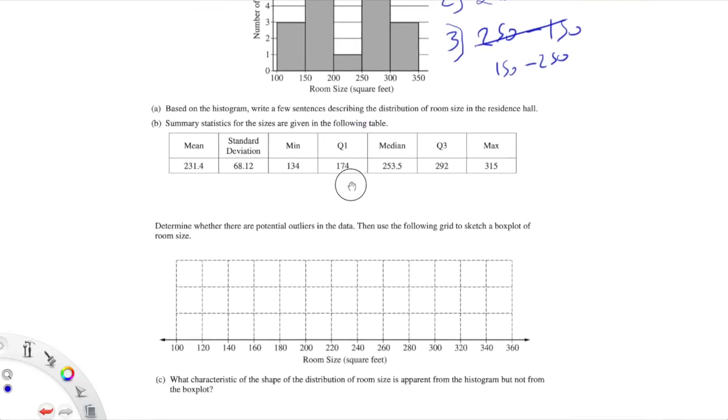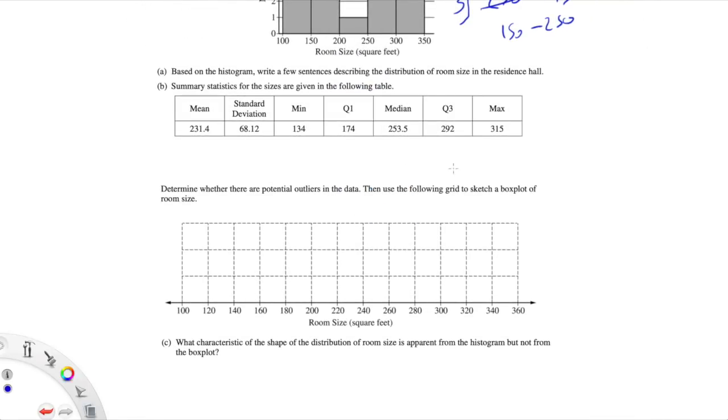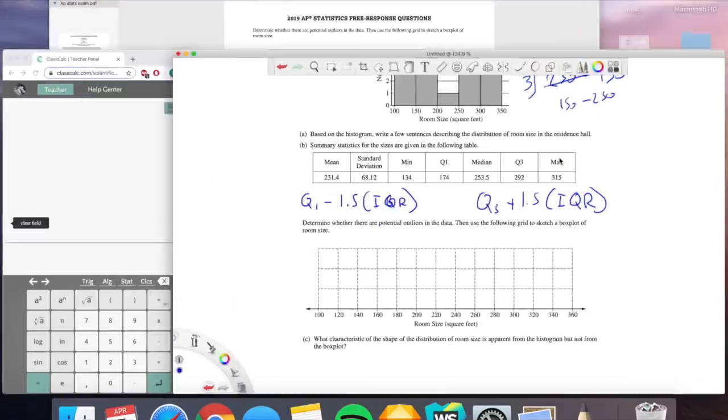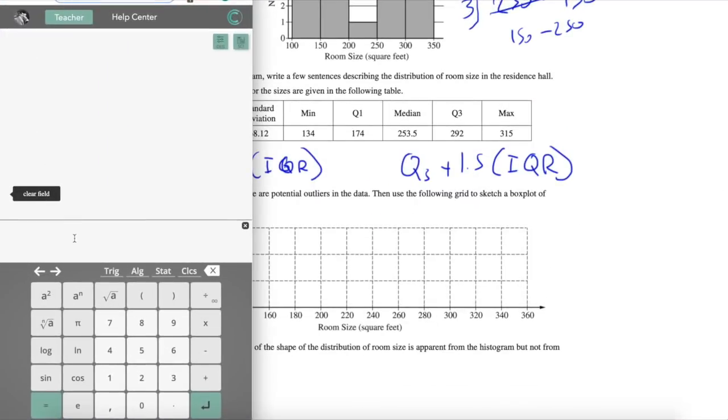Now in question number 2, they give us some summary statistics and ask us to tell if there are any outliers. To solve this question, we're going to need 2 things. First, to find the lower boundary of our potential outlier range, it's going to be Q1 minus 1.5 times the IQR. And to find the upper boundary, it's going to be Q3 plus 1.5 times IQR. So we'll bring out our handy ClassCalc calculator.